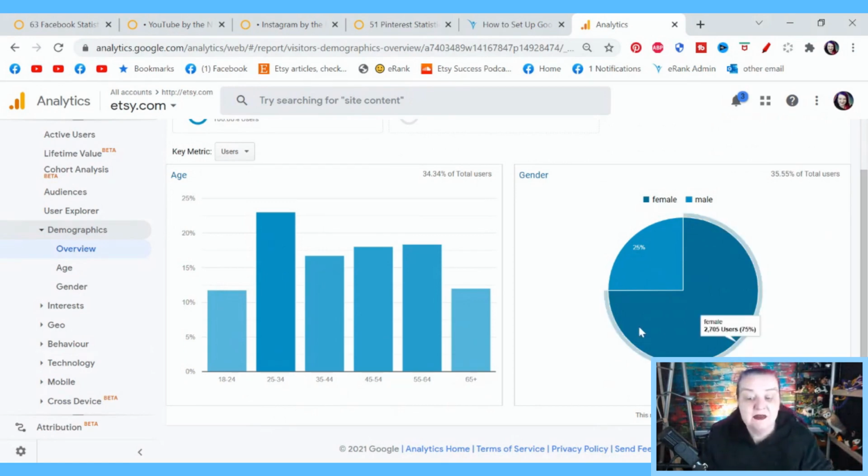So even those age ranges and the gender tell me something. But bear in mind, if you see that all the people coming to your shop are female, that doesn't necessarily mean you have to make just female-related products, because females buy for males. But this can give you an idea. Okay, I know my audience is skewing in the 25 to 34 range.